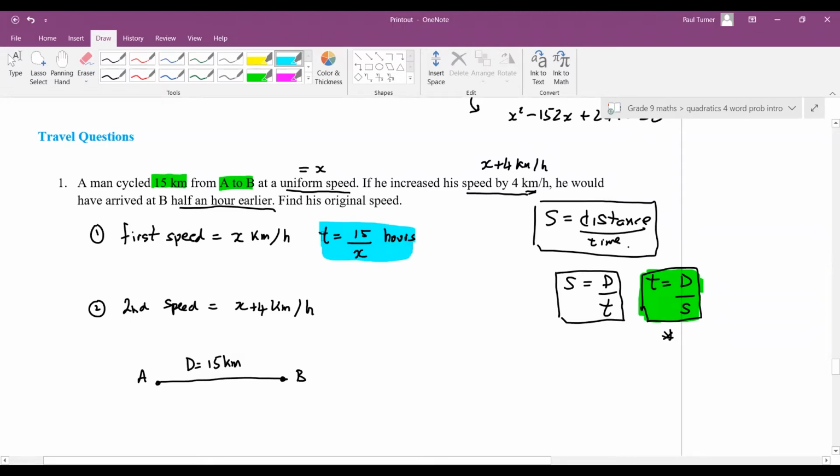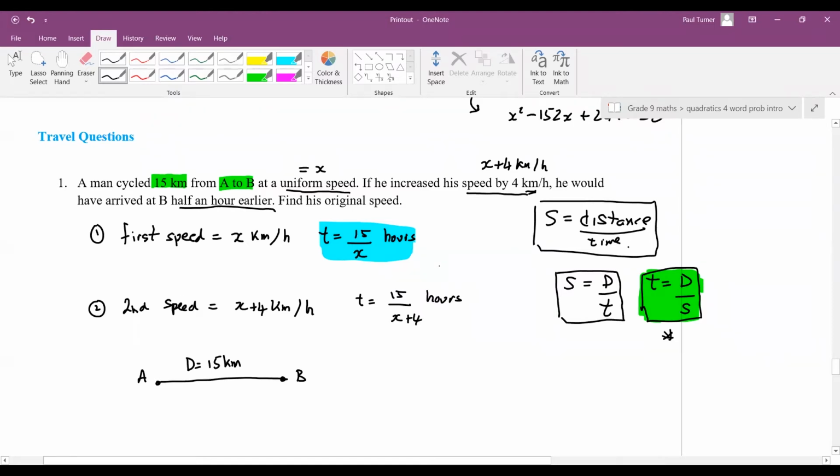And when he increases his speed, what would be his time? So his time here will be, again, 15, because he still wants to go 15 kilometers. And his speed then is X plus 4. Speed goes on the denominator. So 15 over X plus 4 hours.